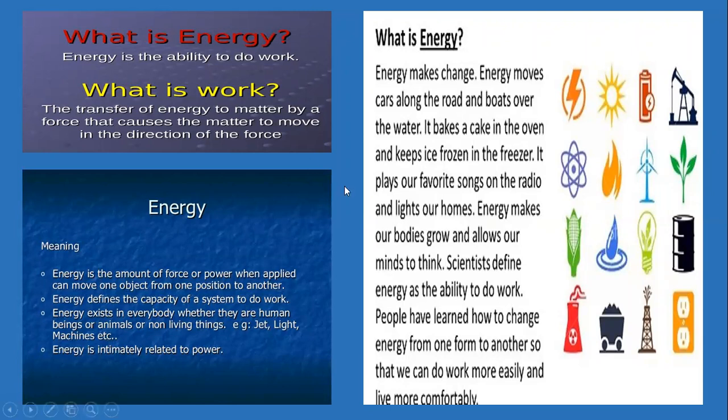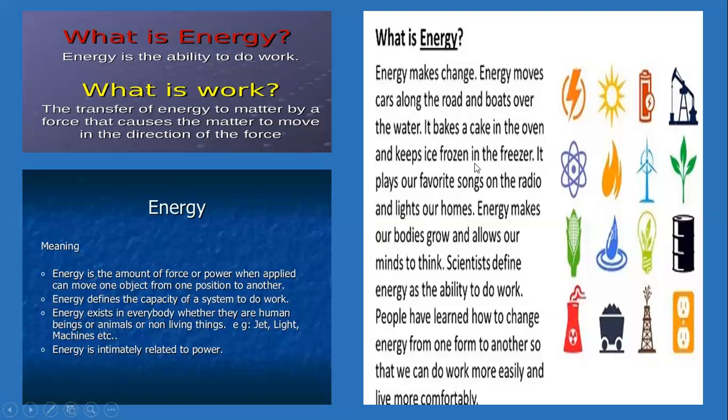Let's see again. Energy makes changes. Energy moves cars along the road and boats over the water. As you know, there is energy in the car, in which form? In the form of petrol. By this the cars move on the road and boats over the water. It bakes a cake in the oven. How does it bake? Because energy is in the form of fire.